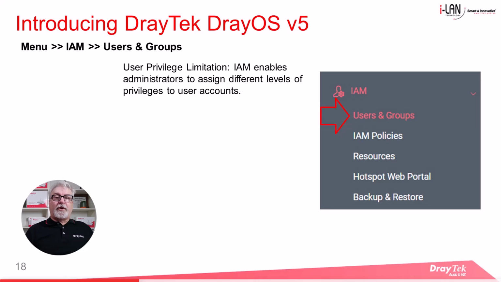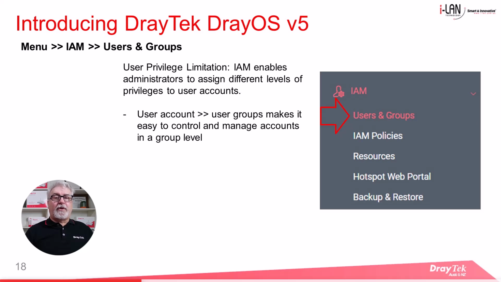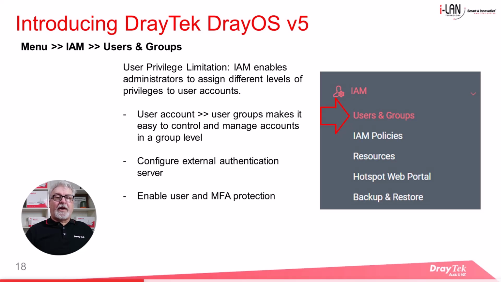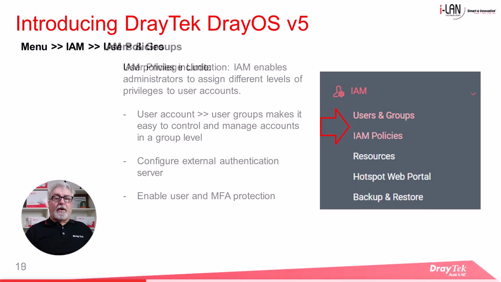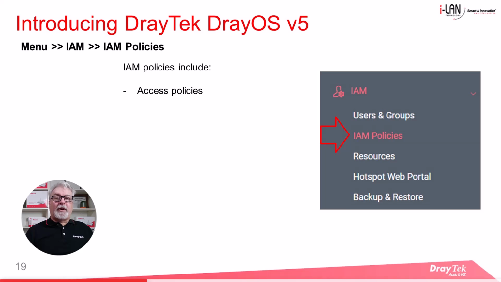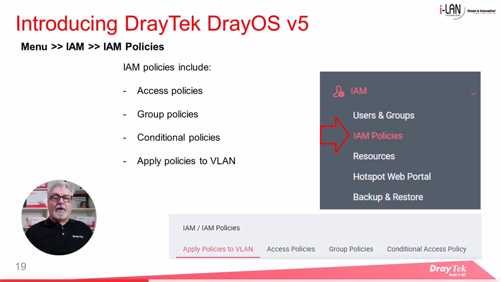The Users and Groups option allows administrators to assign different levels of privileges to user accounts. Users can also be assigned to groups, which will make it easier to control the accounts at a group level. An external authentication server and user and MFA protection, like the brute force protection, can also be set up here. Under IAM policies, you'll find access policies, group policies, and conditional policies. Policies can also be applied to VLANs.